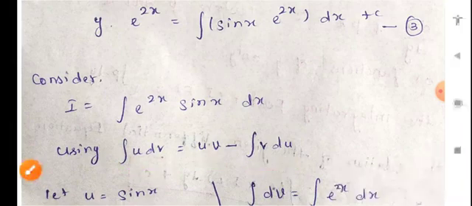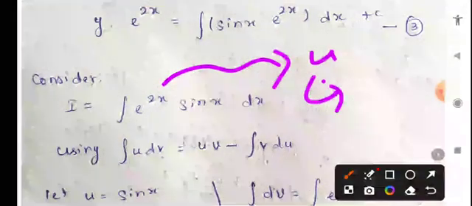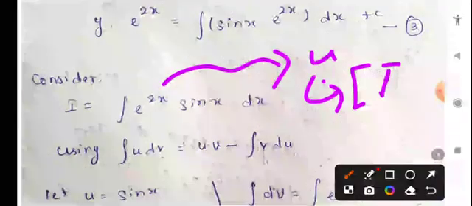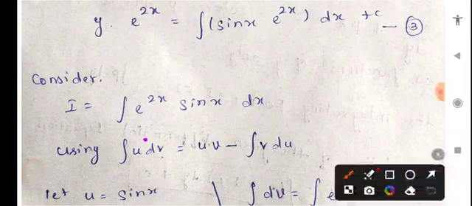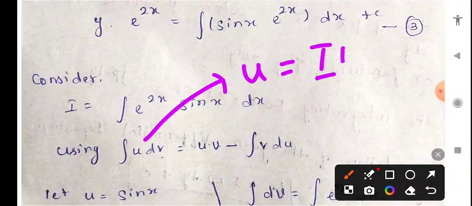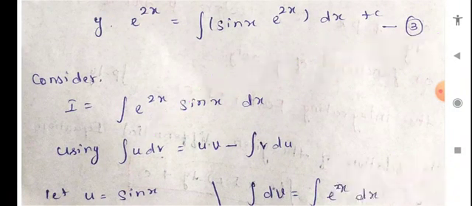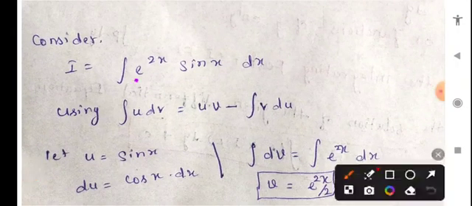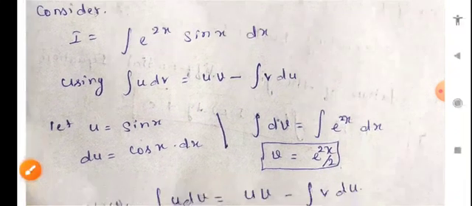Right. Now we have to find the u value. How to choose the u value? By using the formula ILATE. So according to ILATE, from the given, u is sin x. Then we differentiate, so du is equal to cos x into dx. Next one, the same thing.